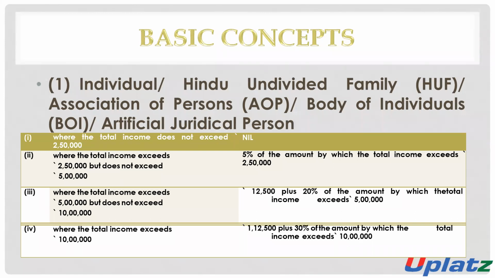When the total income of the assessee is more than 5 lakh but does not exceed 10 lakh, in this case the tax will be 12,500 plus 20% of the amount by which total income exceeds 5 lakh. Means the tax will be 12,500 plus 20% of the excess over 5 lakh.